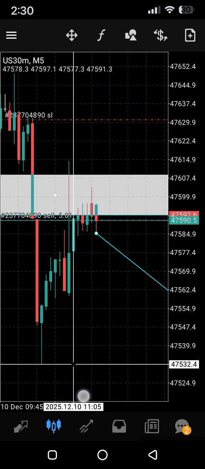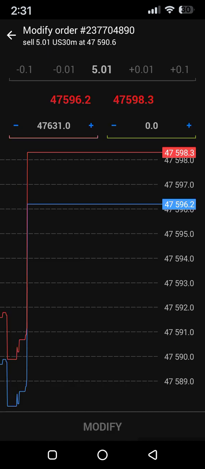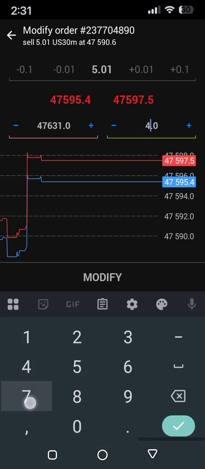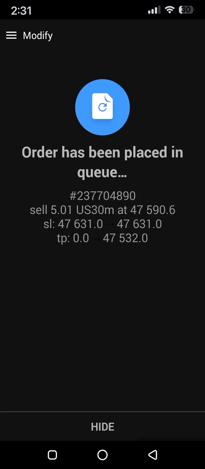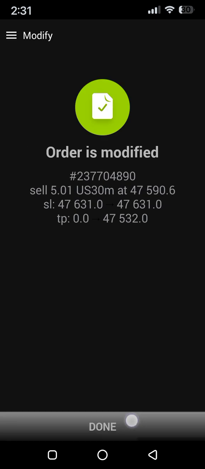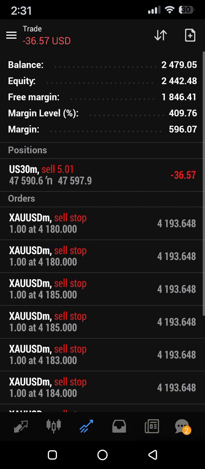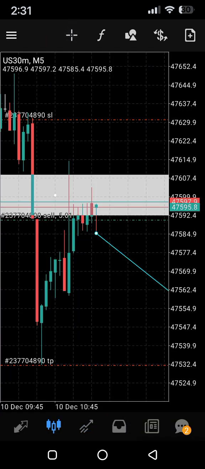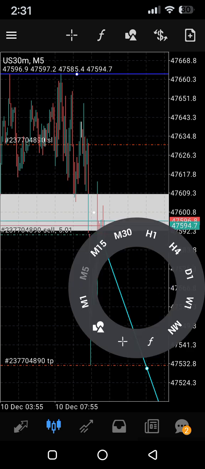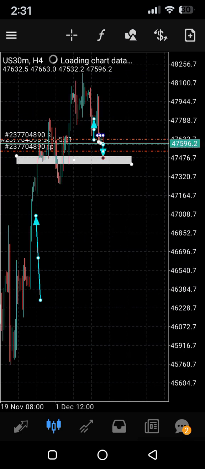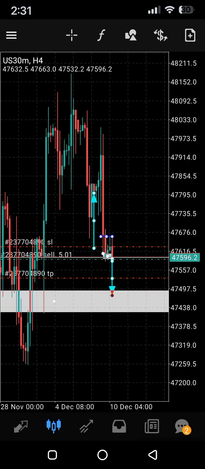Anyway, so we have another level at 47532. So that will be my first TP. Okay, and then for the second TP, I'll go back to the basics. The second TP, I'll go to the H4, because the H4 is giving me direction. Okay, so the second TP will be around this area where I've marked my arrow over here.